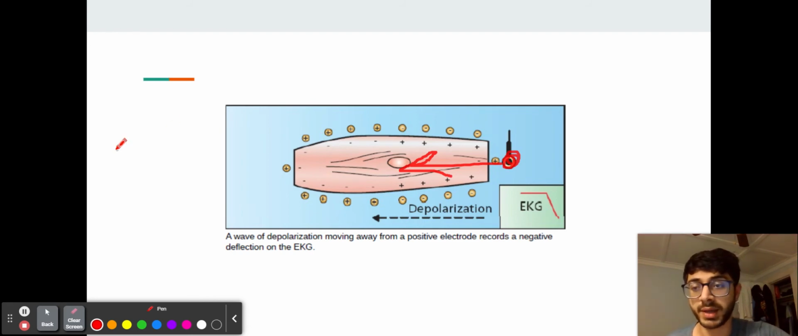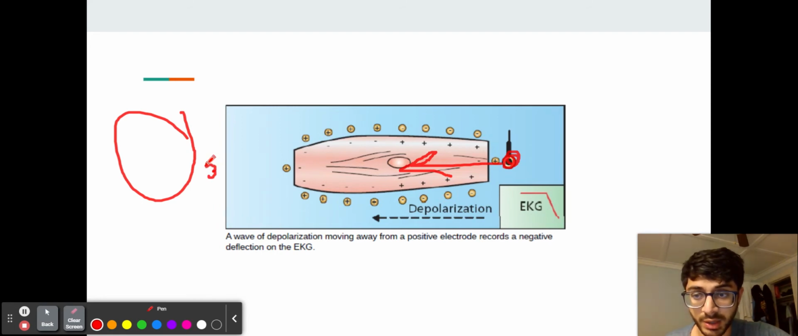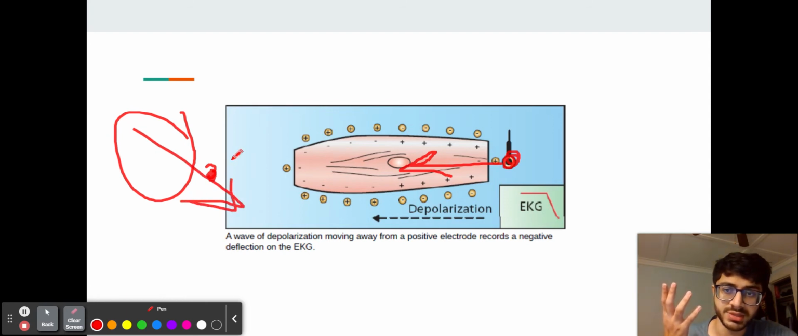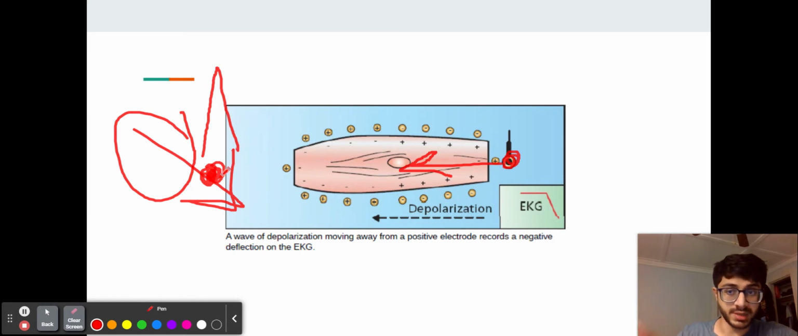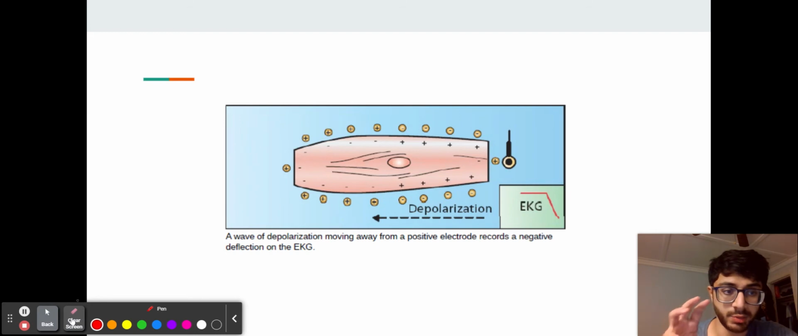So if you have a big heart right here, and suppose your lead is right here, everyone knows the axis of the heart is in this direction. So we will expect this lead to note a more positive deflection, because more electricity is coming towards the lead down there in the red. That is the takeaway here. You need to know this. Okay, moving on.